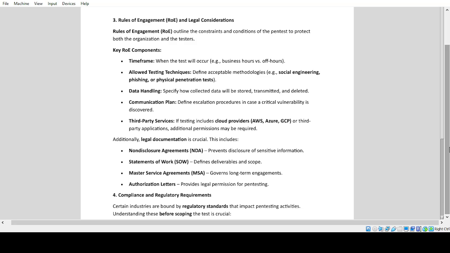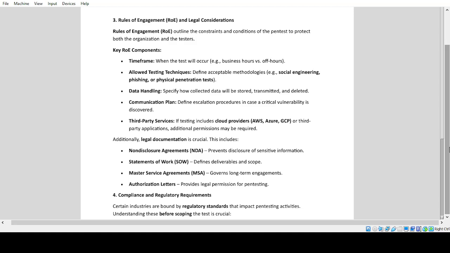This includes non-disclosure agreements, NDA, which prevent disclosure of sensitive information. Statements of work, SOW, which define deliverables and scope. Master Service Agreements, MSA, which govern long-term engagements. Authorization letters, which provide legal permission for pentesting.